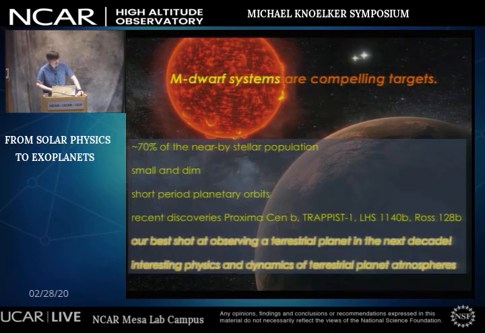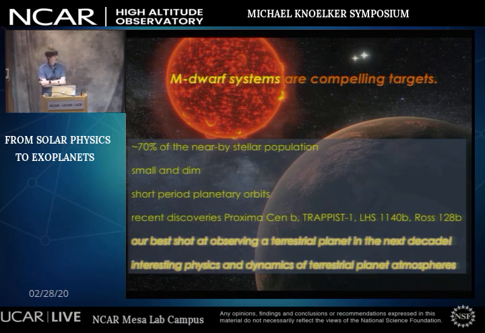So one of the top targets are planets around M-dwarf systems. They're not without their problems, but at the moment, by default perhaps, they are where we're going to be looking for terrestrial planets. The M-dwarfs are small, they're dim, they make up about 70% of the nearby stellar population. Planets are in short period orbits. We've discovered a bunch of terrestrial planets around M-dwarfs. So they're probably our best shot at observing a terrestrial planet in the next decade.